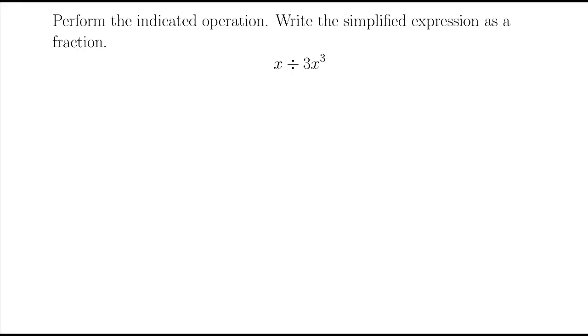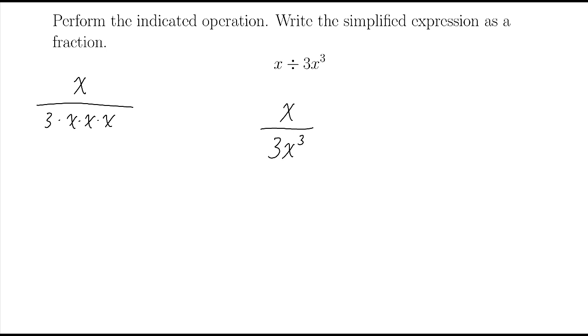Let's divide x by 3x to the third power. Okay, well, if we write this as a fraction, x over 3x to the third power, then we can keep track of where all these x's are located, right? Remember, you have an x on the top, and you've got a 3 times x times x times x on the bottom, right? That's what the x to the third power represents.